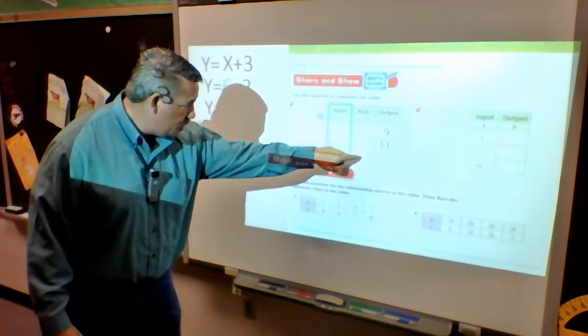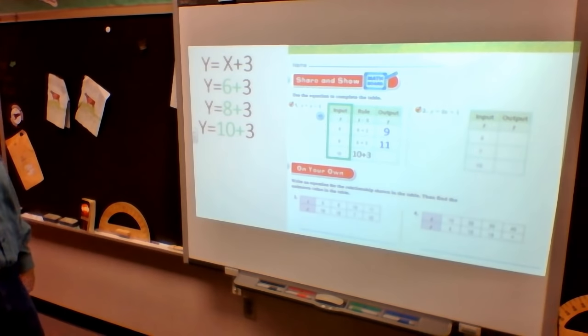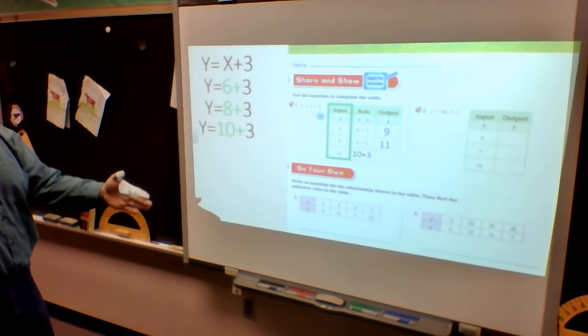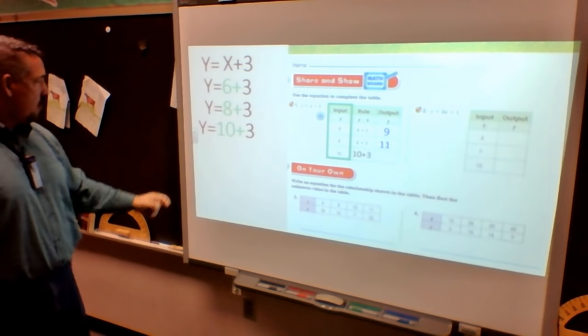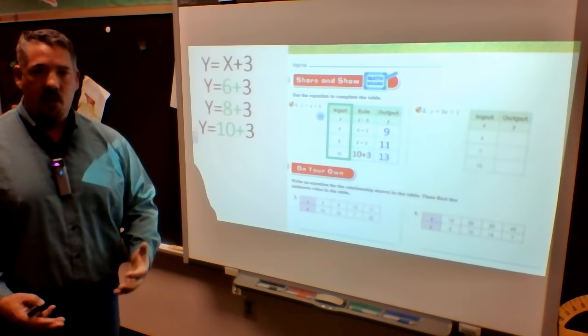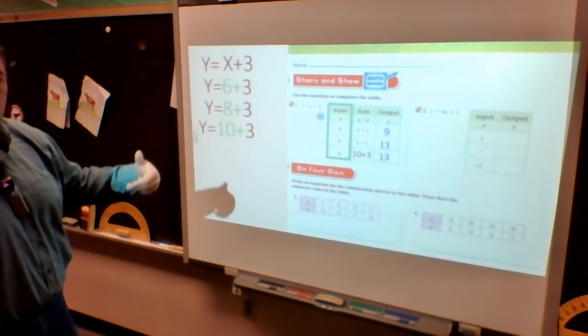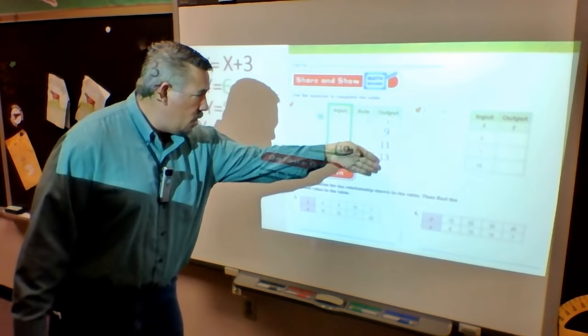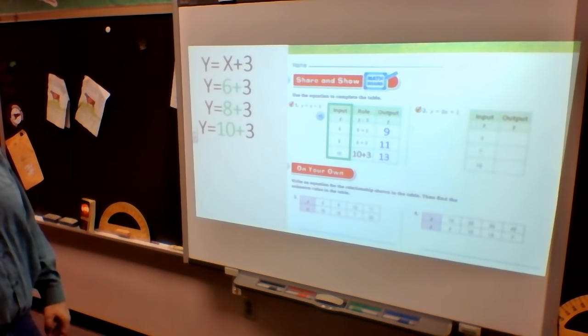I have to show what the rule was that I solved for. So I just write it down. It takes one second to write it down. That's all it needs. 10 plus 3, we end up with 13. So I got 5 points because I showed my work, I showed my rule that was left out, and I showed all of my outputs.